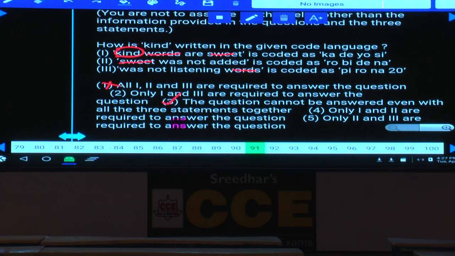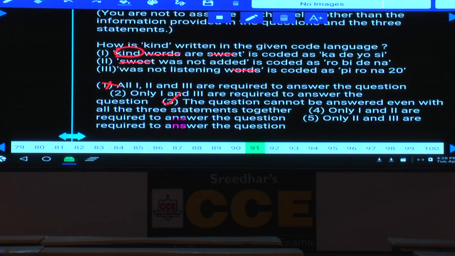Finally, we are left with choice 3. Done with this? By combining all the three statements also, we cannot determine the code to the word kind. Hence, question number 91, choice 3 is the answer. Done with this? 91, it is choice 3.